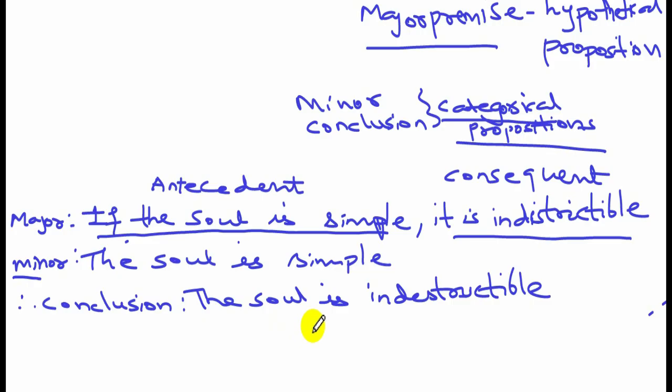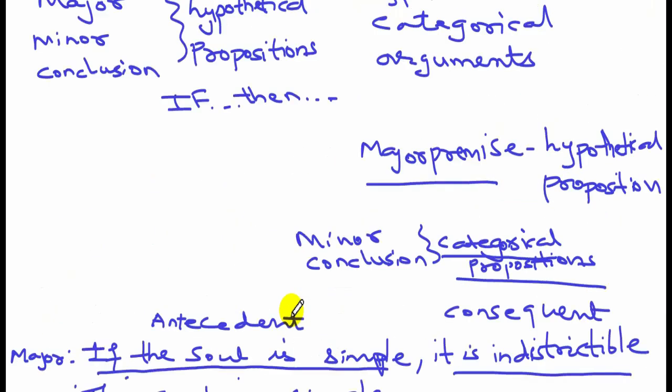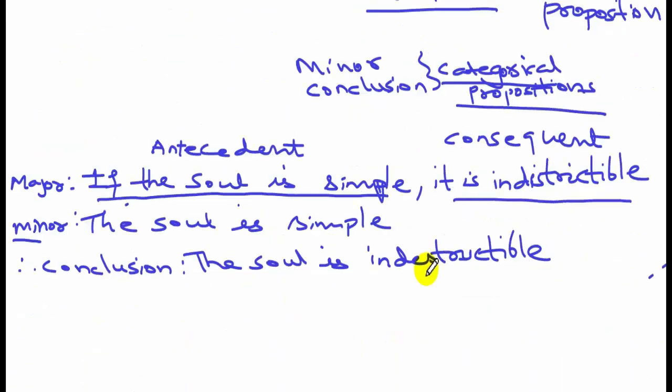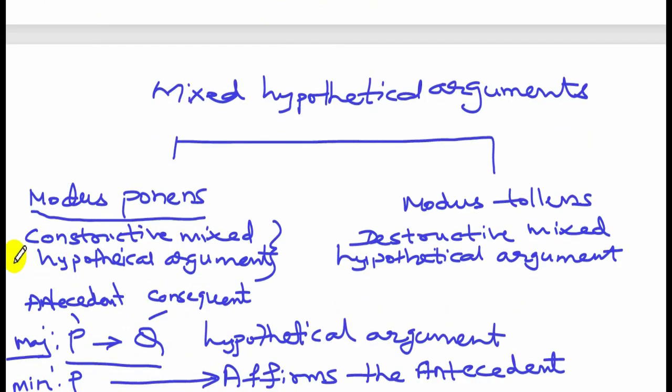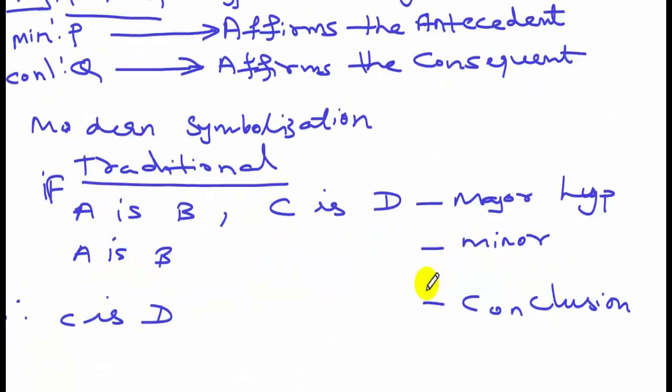Now let us look at the destructive hypothetical argument. So we saw two categories. One is constructive mixed hypothetical argument, and then destructive mixed hypothetical argument. So now we'll look at what is a destructive mixed hypothetical argument.